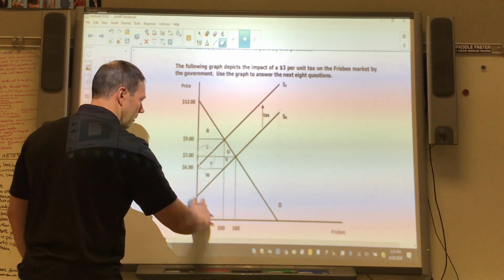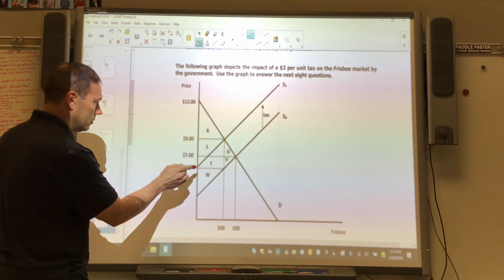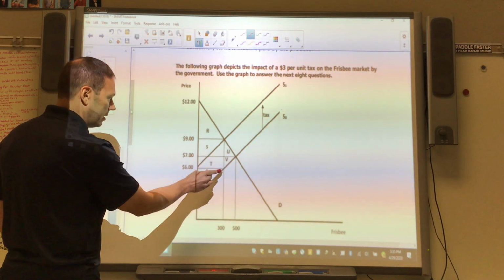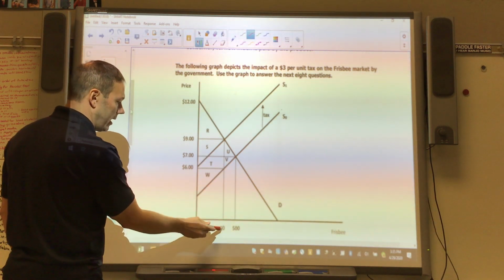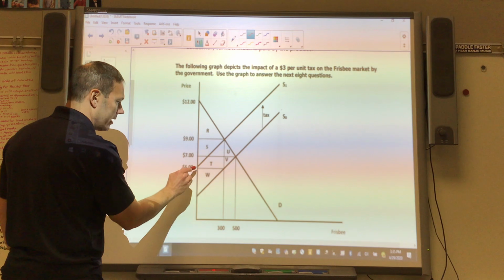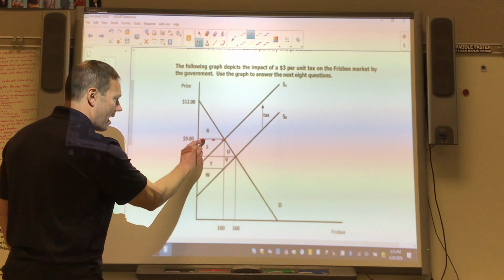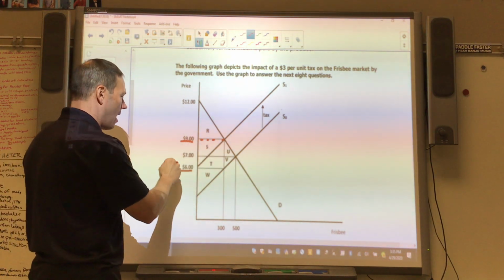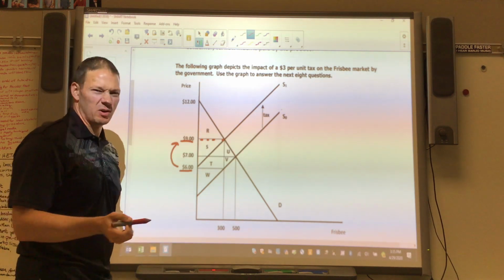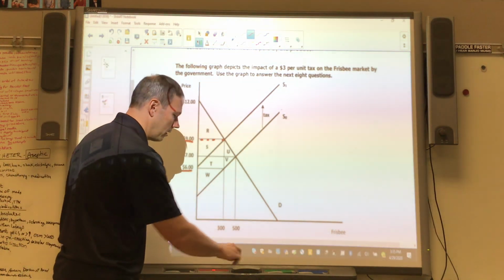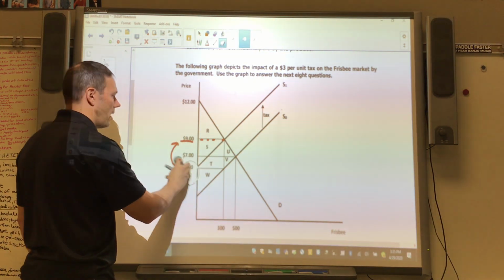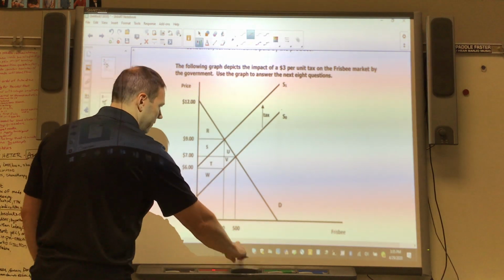You could use another point here, say, this point right here. At 300 units, supply is $6. Now your supply curve is at $9. This is $3 higher. Sometimes they give you that number up there. But here it's $3 higher, so it's a $3 tax. You could figure that out even without the number.